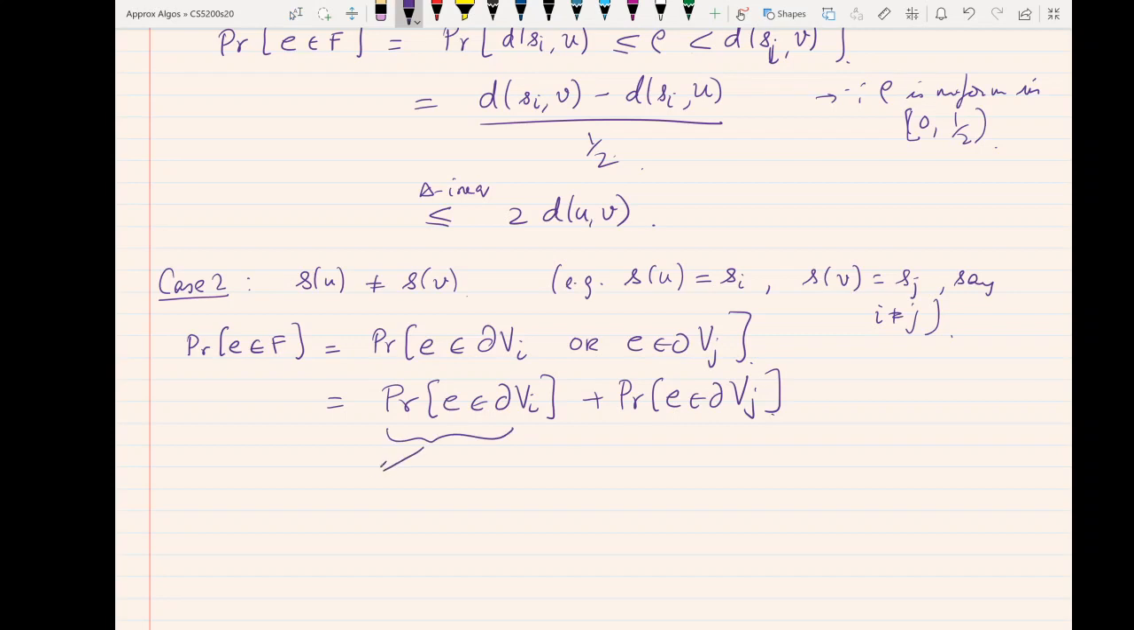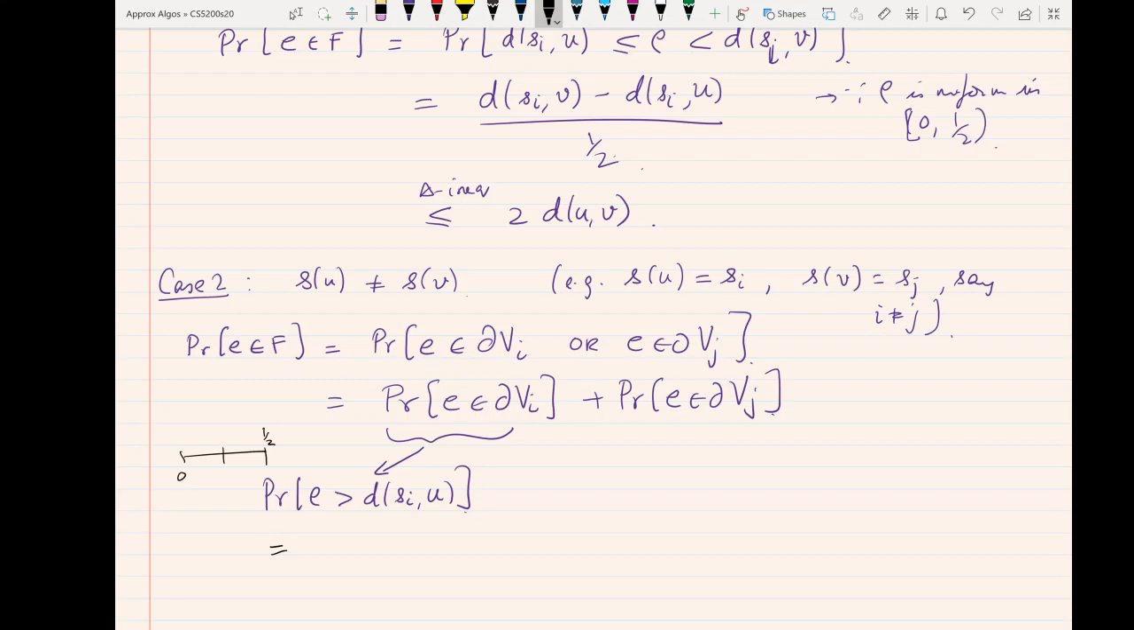Now this here is the probability that rho is greater than d of Si comma U, which is going to look like, now rho is uniform in 0 comma half. It never goes more than half, and d of Si comma U is less than this.